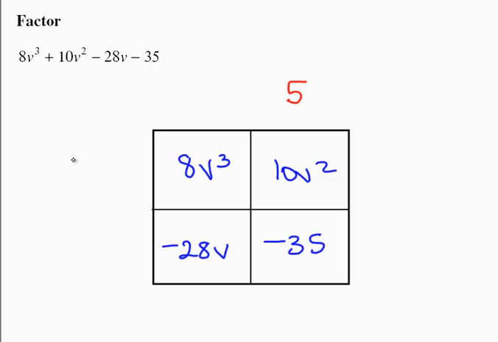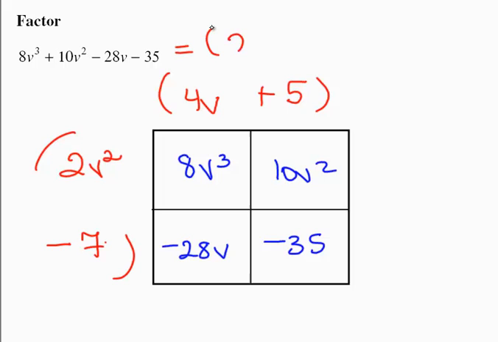I'm going to work backwards. 5 times 2v squared gave me 10v squared as an answer. 2v squared times 4v gave me 8v to the third, and 4v times negative 7, actually I don't need a v, just negative 7, gave me negative 28v. I'm going to double check. Negative 7 times 5 is going to give me negative 35. So now I'm done. This is my factored form of the polynomial. So 2v squared minus 7 multiplied by 4v plus 5.